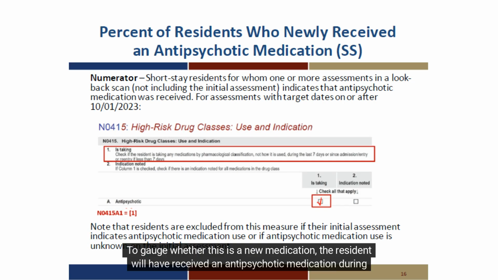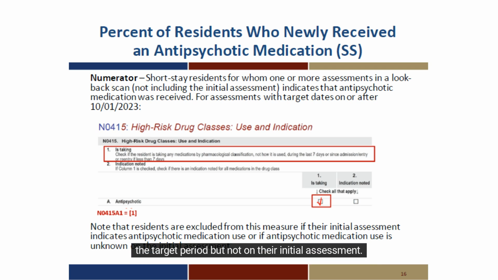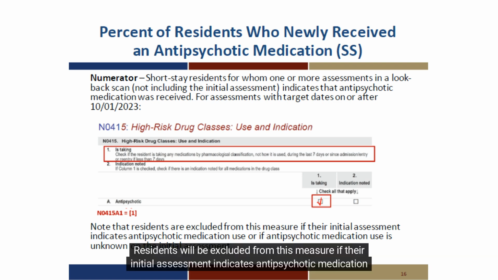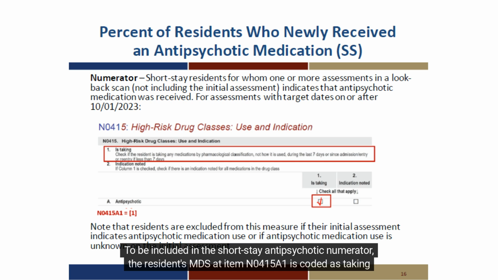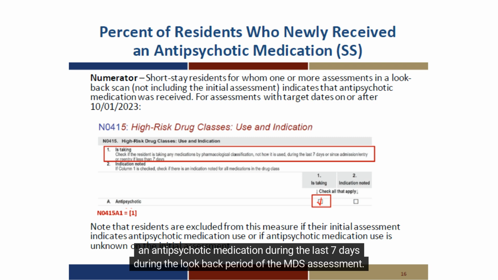To gauge whether this is a new medication, the resident will have received an antipsychotic medication during the target period, but not on their initial assessment. Residents will be excluded from this measure if their initial assessment indicates antipsychotic medication use is already happening on 1 or more of the days evaluated, or the use of antipsychotics is unknown, meaning the N0415A1 is dashed. To be included in the short-stay antipsychotic numerator, the resident's MDS at item N0415A1 is coded as taking an antipsychotic medication during the last 7 days during the look-back period of the MDS assessment.